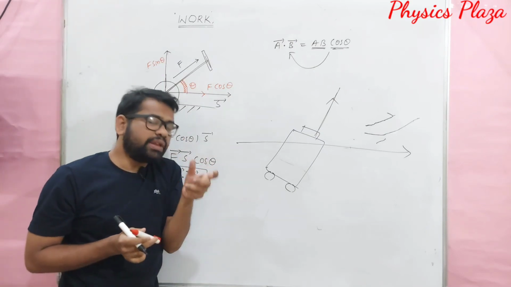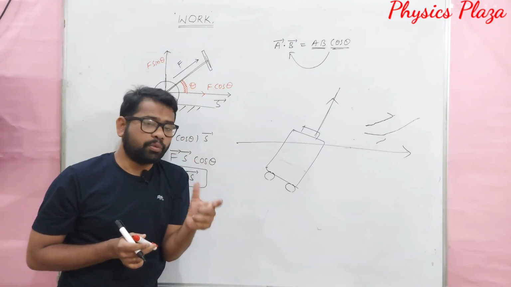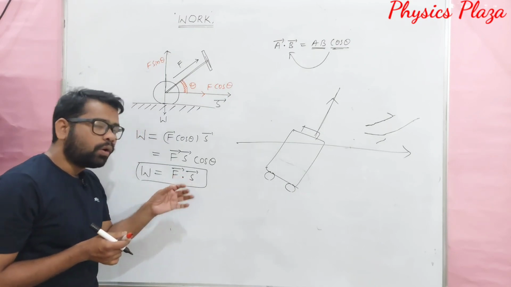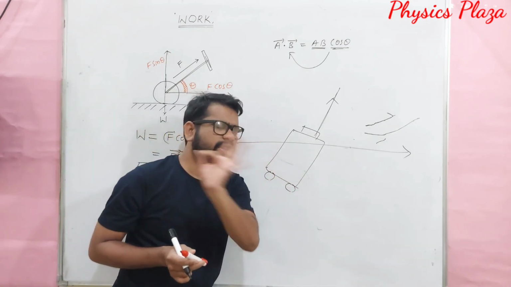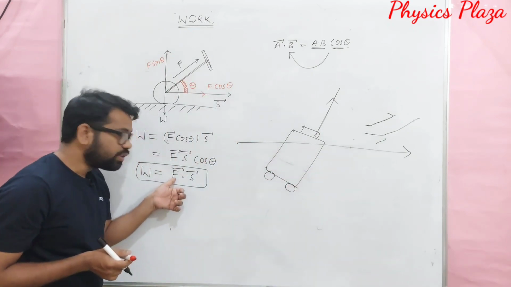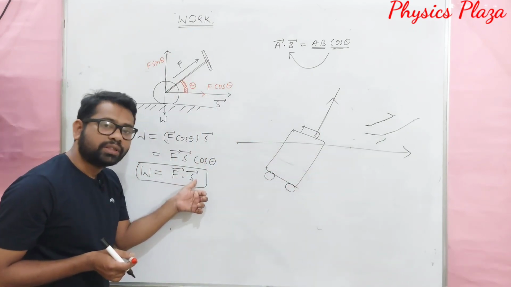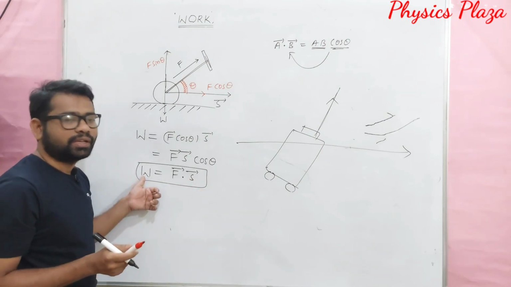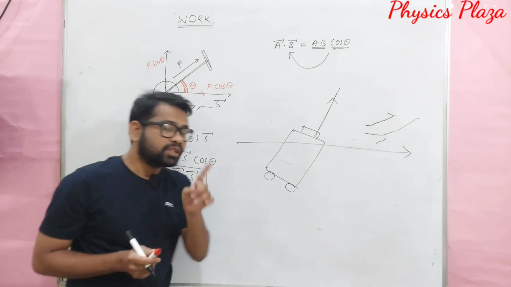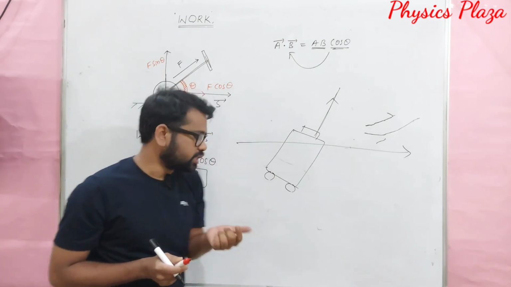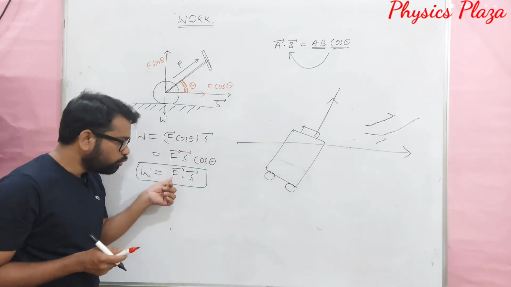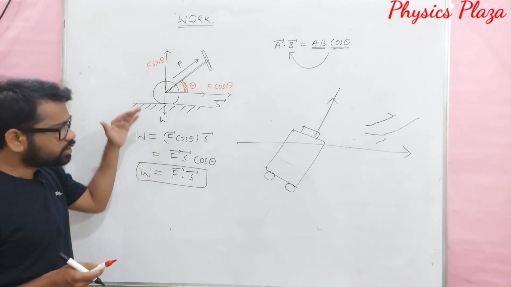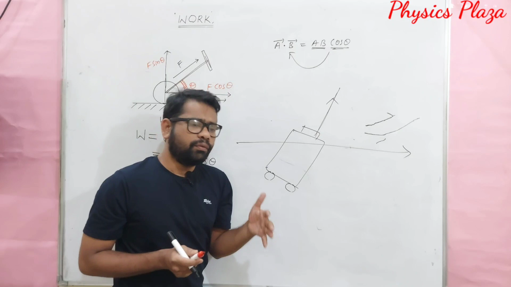Children, here is one more very important point. The dot product of two vectors always gives a scalar quantity. F is a vector quantity, S is a displacement vector quantity, but work is a scalar quantity. It is one of the important properties of the dot product, which we will be learning in further sessions: the dot product of two vectors is always a scalar quantity only.